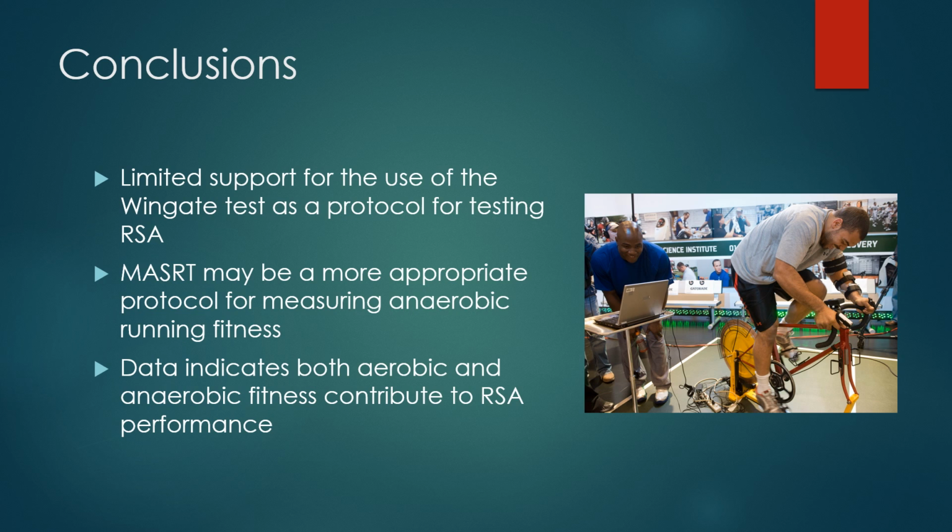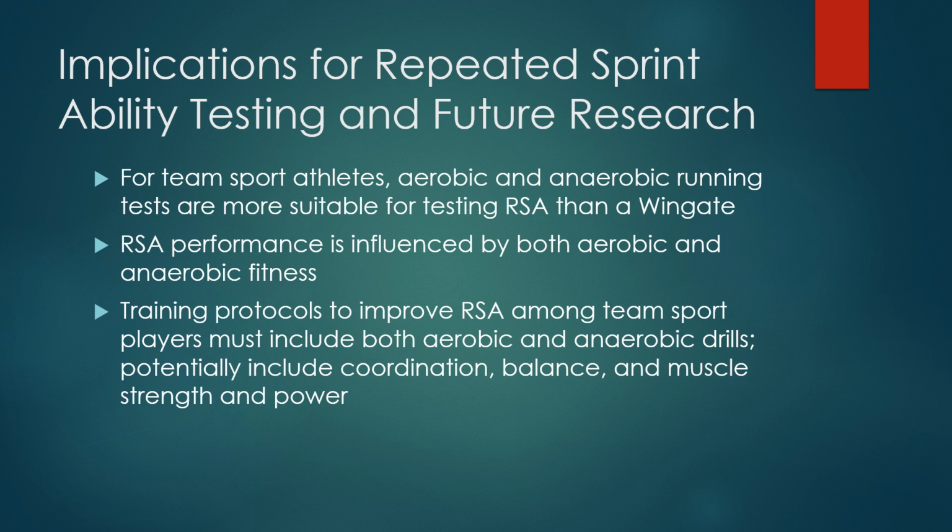So in terms of practical application for this article and future research, in team sport athletes, both aerobic and anaerobic running tests are going to be more suitable for testing repeated sprint ability than a Wingate. I discussed this before, but because of the modality of the test, it's going to be more fitting for team sports that are on their feet. But it's also going to give a more accurate picture of repeated sprint ability than a Wingate alone. Additionally, RSA performance is influenced by both aerobic and anaerobic factors. So to do a single test and assume that gives the full picture of an athlete's repeated sprint ability, that's not going to be as accurate or encompassing as doing multiple running tests like the ones mentioned in this study.